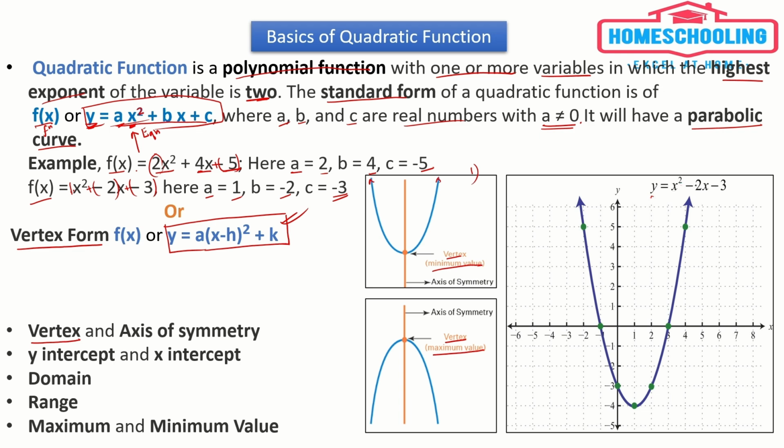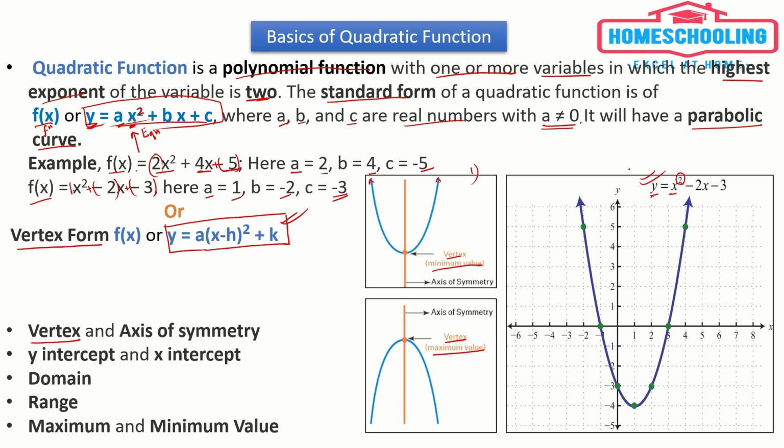y = x² - 2x - 3. As we know from the definition, it should have one or more variables. So we have two variables, x and y, in which the highest exponent of the variable is 2. As we can see, the highest exponent of variable x is 2, so this satisfies as a quadratic equation. When we make the graph of it, it has a parabolic curve with an opening in the upward direction.